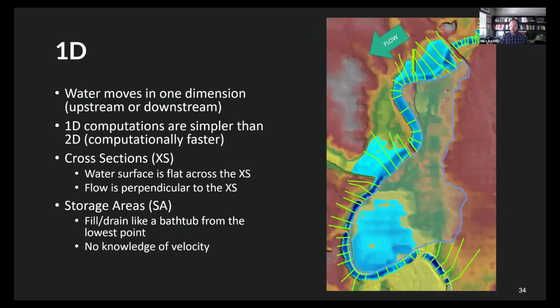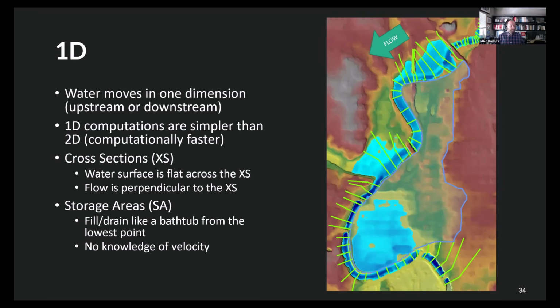And it's also really difficult for us to look at water moving up and down in a cross-section. There are some tricks that you can use to do that, but typically we'll look at flat water surface elevations across cross-sections, and flow is perpendicular to the cross-sections. We can use some storage areas and things that feel like bathtubs on the side. They don't really have any concept of velocity.